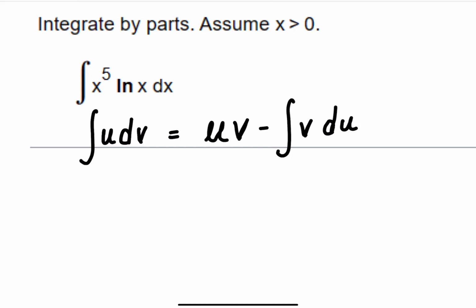Now, once I know the formula, what next? What do I do? Your first step is to designate your u. Your second step is to designate your dv. So first you have to designate what your u is, what your v is. The rule of thumb is when you see ln, by default, your u is going to be ln. Don't think too much. When you see your ln, your u is going to be ln. And your dv is going to be x power 5.